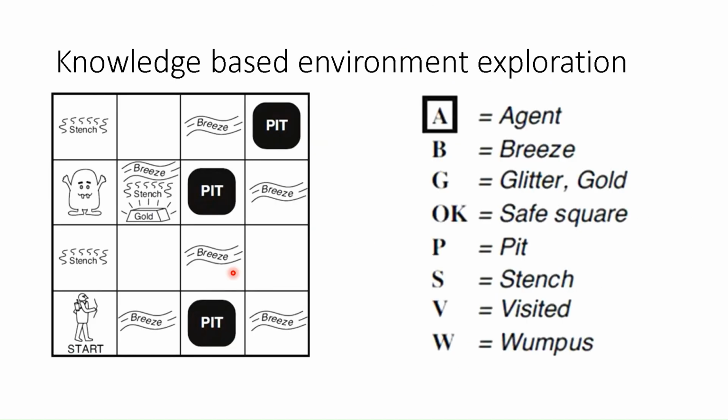All right, now for the knowledge-based environment exploration. How do we go about this? For this, we have to create our own code. So A is for agent, B is for breeze, G is for glitter or gold, OK is the safe square, P is the pit, S stands for stench, V stands for visited, and W stands for Wumpus. This is just an example. It's not the one we'll be using next, but this is how it is.